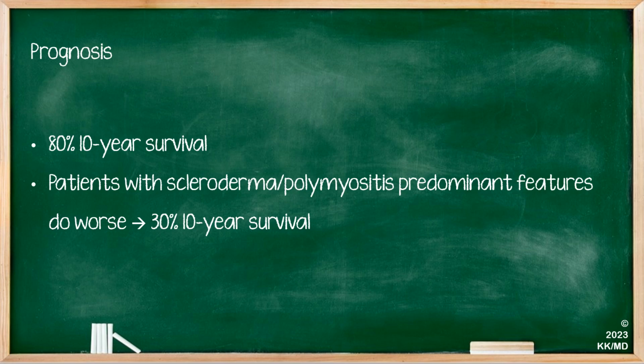As for its prognosis, it has about 80% 10-year survival, and patients with scleroderma or polymyositis predominant features typically do worse. Unfortunately this is mostly due to the fact that they are more likely to have evidence of lung involvement in the form of pulmonary hypertension. And the 10-year survival for that group of patients is approximately 30%.